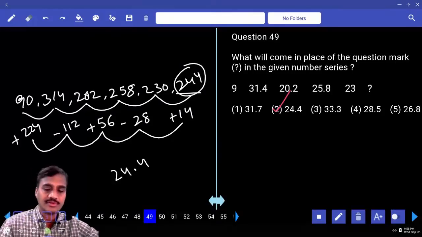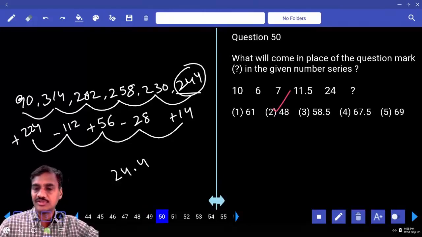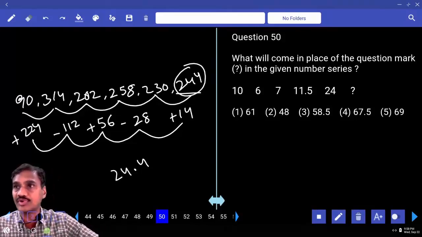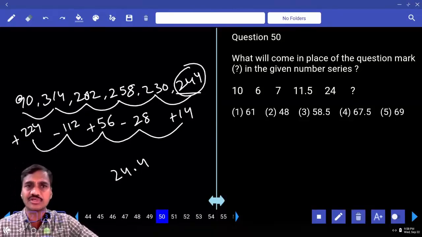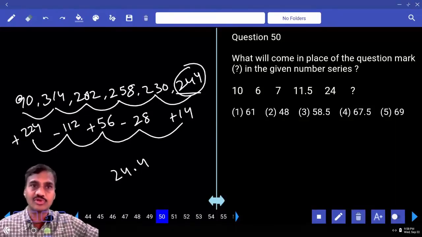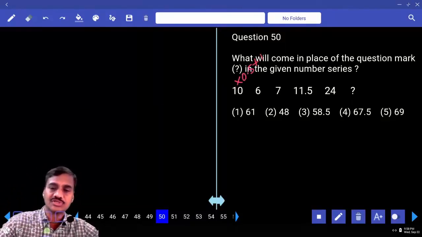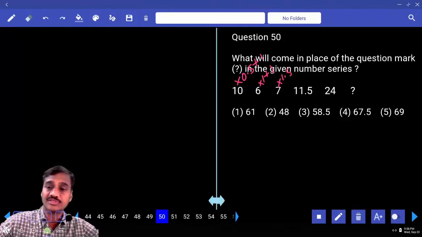Clear? Then finally 50. Now in this 50, the number once decreases. If the number decreases once and then increases, what should we do? It must be into 0.5 or into 1 minus something. And in most of the cases, 90% of the cases, it would be multiplication with 0.5. Okay? Now 10 into 0.5, how much is that? 5. Plus 1 is 6. 6 into 1 plus 1, 7. And 7 into 1.5, with 0.5, 1, 1.5. That is 10.5 plus 1 is 11.5.